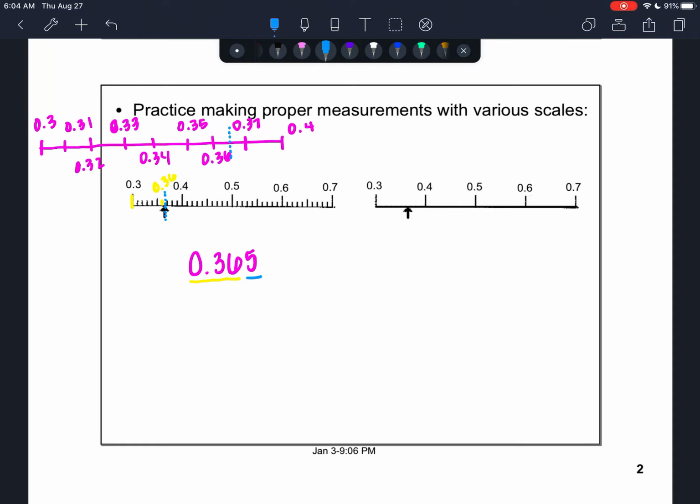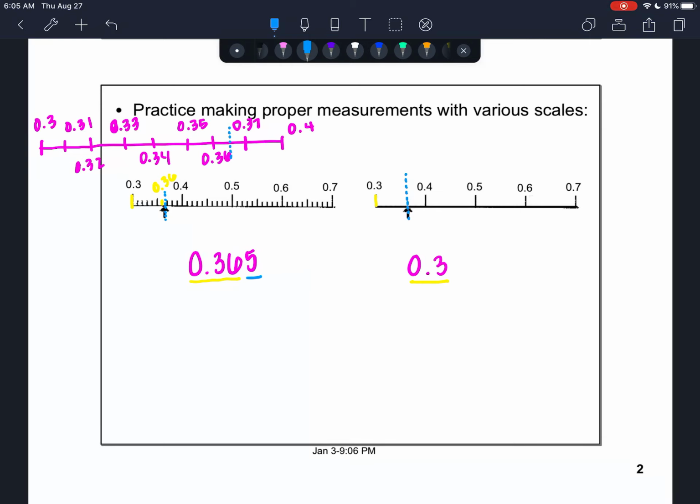So let's try the same measurement with the ruler on the right. We know for sure that this arrow is 0.3. But beyond that, we don't really know because we don't have any other tick marks. So all we can say for certain is that this arrow is 0.3 units. After that, I have to estimate. So it looks like this arrow is past halfway.